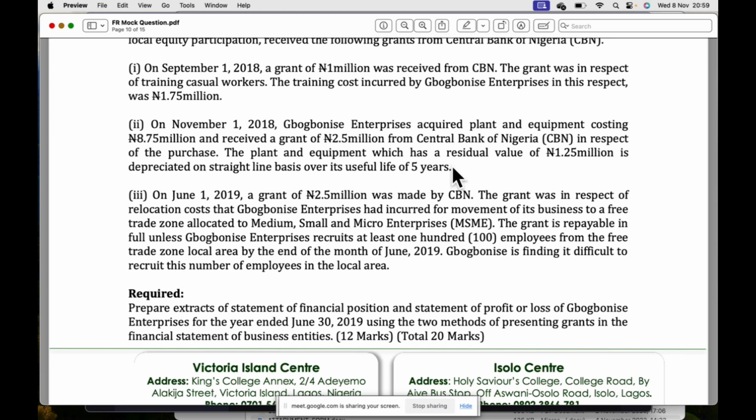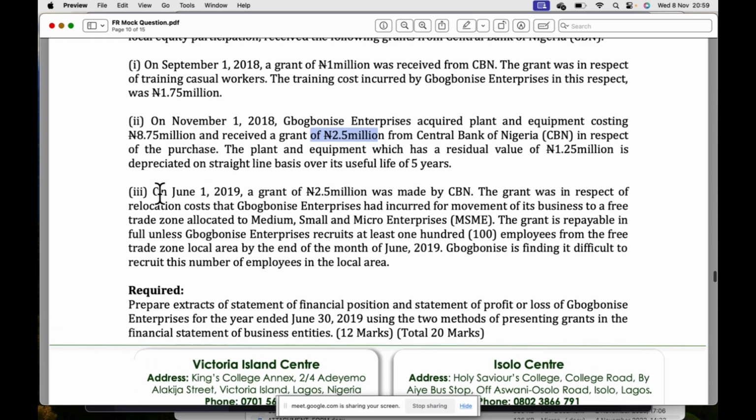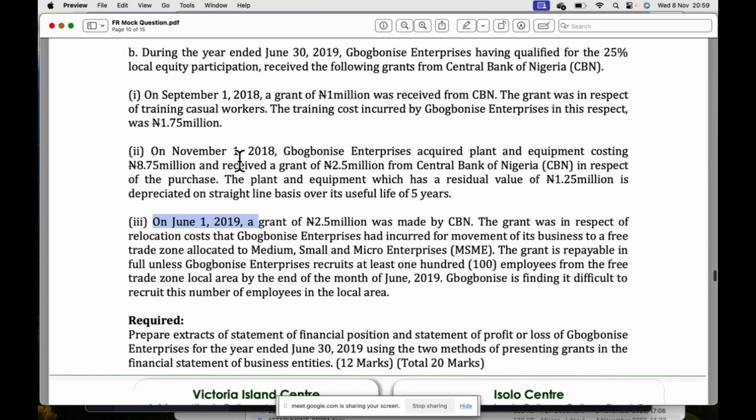So is this a grant related to asset or a grant related to income? Grant related to asset. And how much is the grant? 2.5 million. So let's go to the third one. This one says that on June 1st, 2019, when is June 1st now? Wow, this is close to the year end.